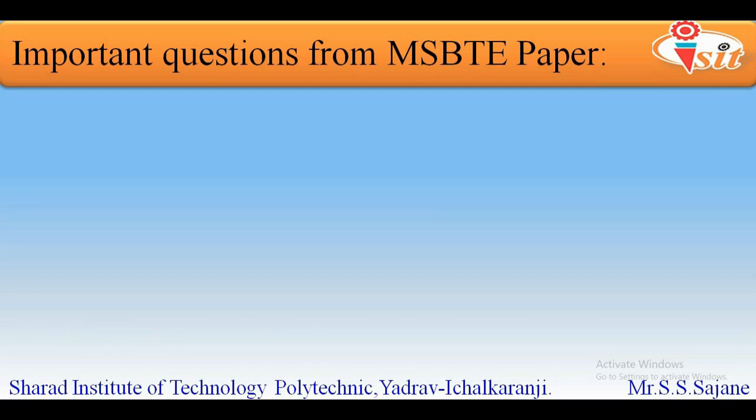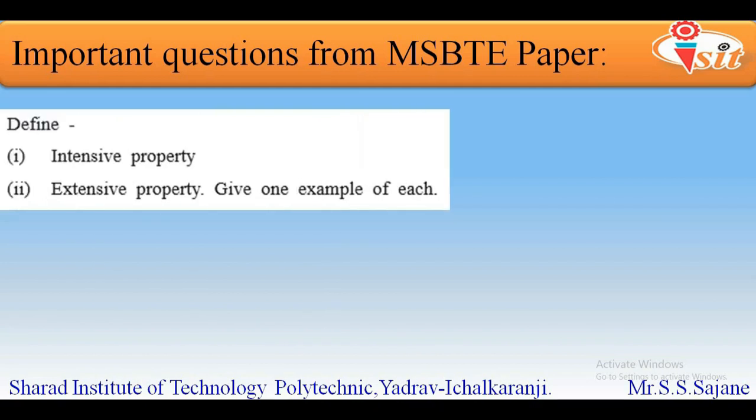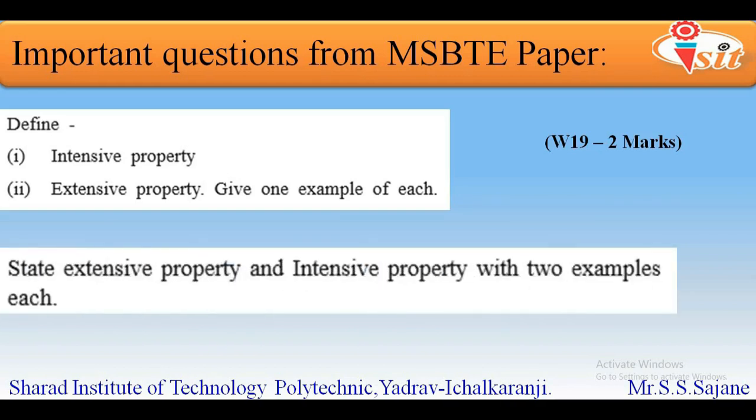So in the first lecture, we will now see what are the important questions which have come in the previous 3 papers. The first question was related to intensive property and extensive property. The students were asked to define these properties, and also the examples for each were asked. This question was recently asked in the paper Winter 19 for 2 marks. So 1 mark for intensive property along with its example, and 1 mark for extensive property along with its example. So this was the Winter 19 question.